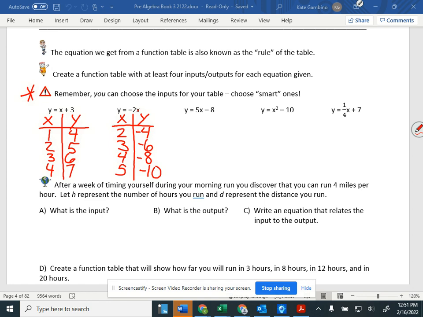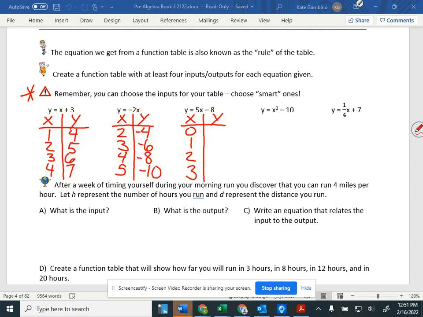These are the kind of equations that we've already done, rules that we've done before in a function table. Now we're starting to get into more algebraic rules. This is more like what we're working with in Khan Academy. So again, for my x's, 0, 1, 2, 3. Easy to work with.